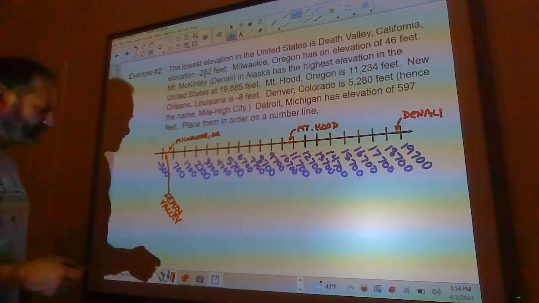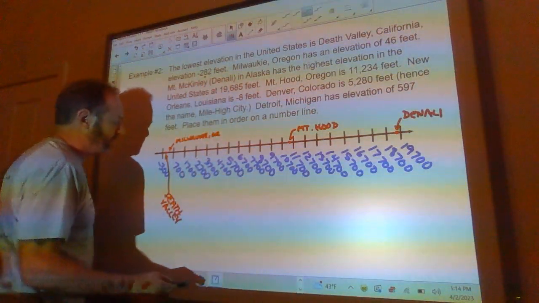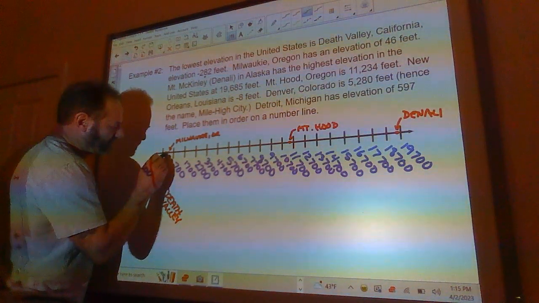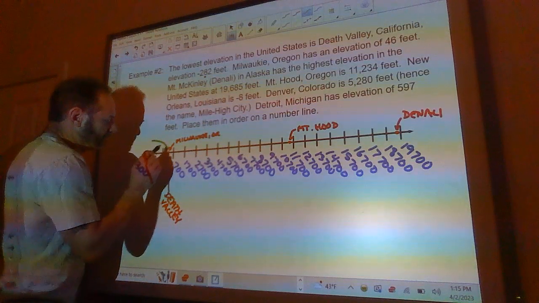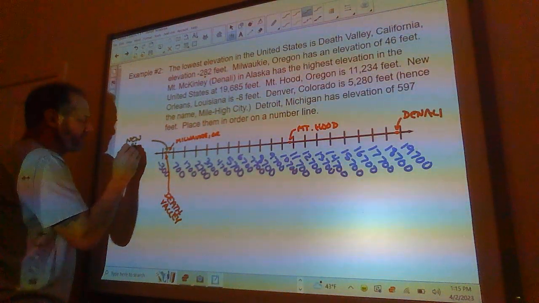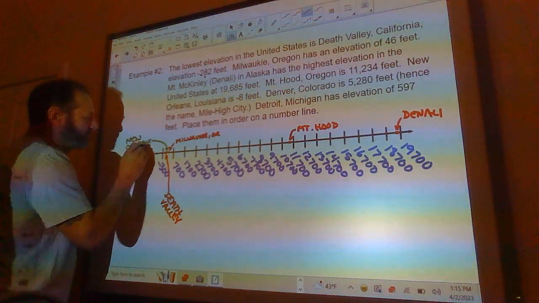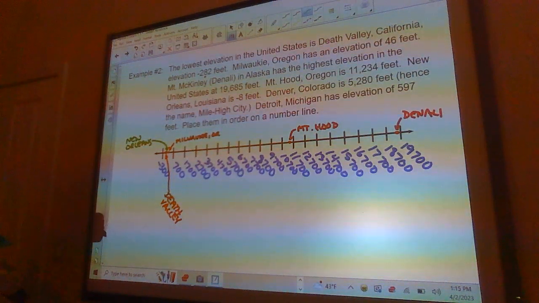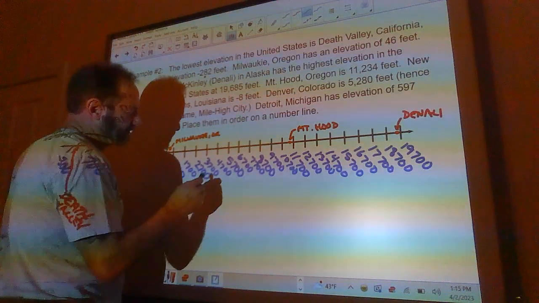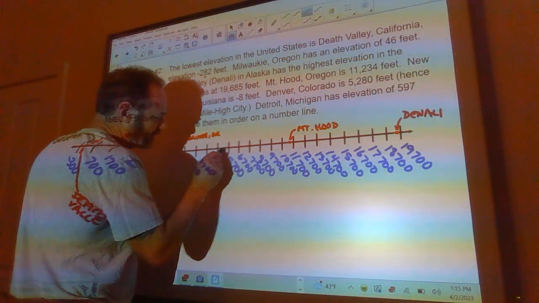New Orleans. Okay, this is going to be really tight in here. So that's going to be -8 feet. That's going to be in between here. So we'll use a different color. This is going to get real bunchy because my graph's so tight. Denver, 5,280. That's going to be right about here.